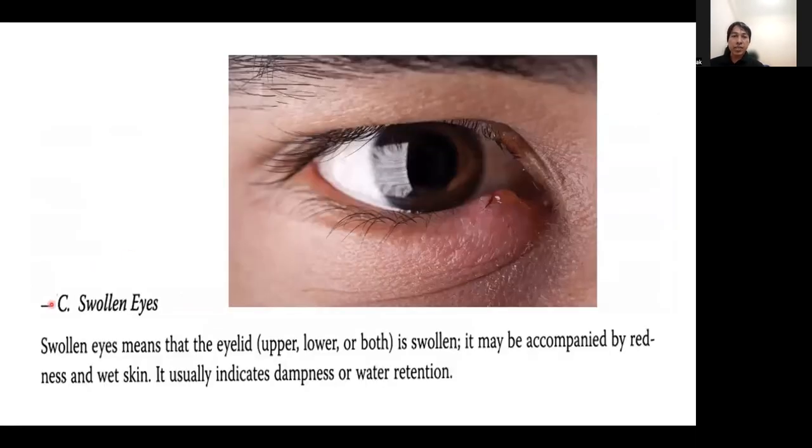Okay, next. Letter C, swollen eyes. As you can see in the picture, swollen eyes means that the eyelid, the upper, lower, or both, is swollen. As you can see, it may be accompanied by redness and wet skin. It usually indicates dampness or water retention.